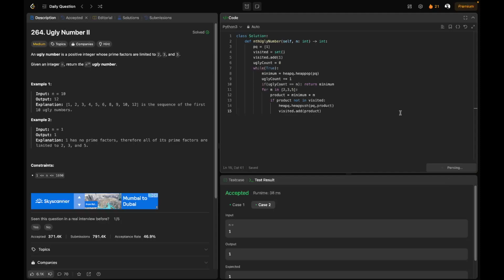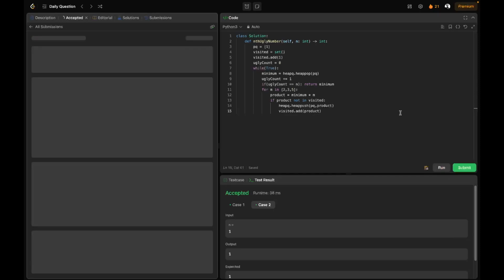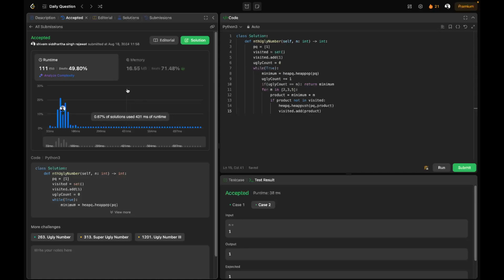Yeah. Okay, so it beats 49.8%, so it's pretty efficient.